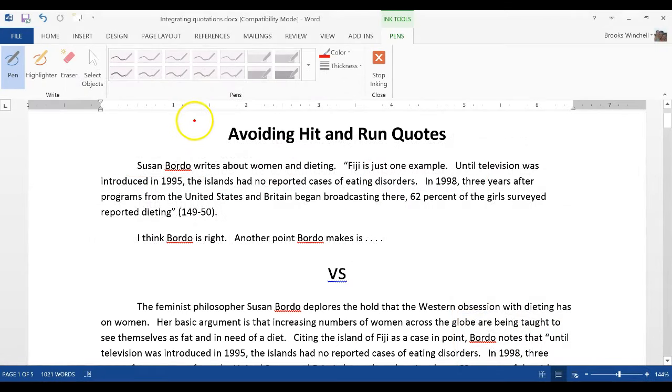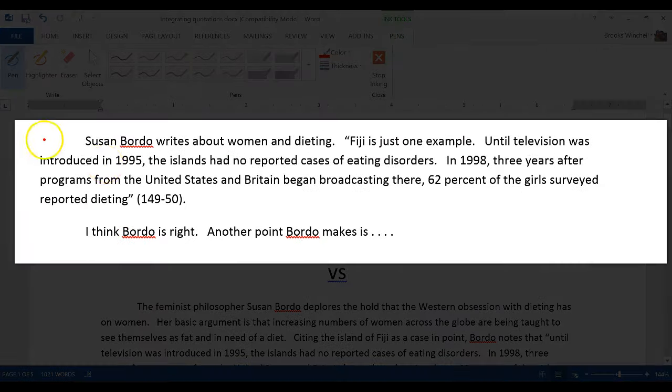So let's take a look at a dropped quote, or a hit and run quote, and this is actually the example from Graff, and I think it's a pretty good example, so I brought it in here in its entirety. So here's an original example of a hit and run or dropped quote, and as I read this, pay attention to how confusing the quote is.